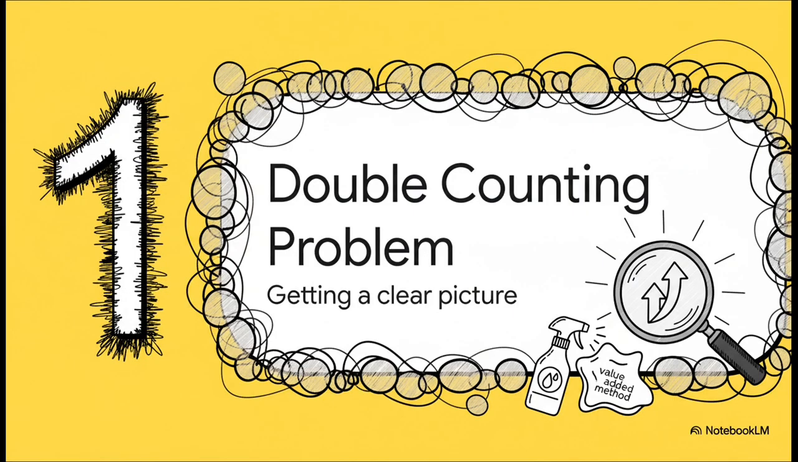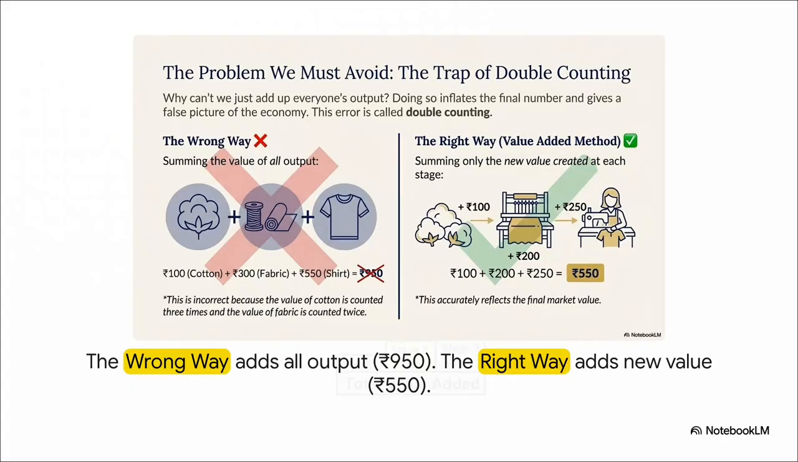Now, this fundamental mistake actually has a name, the double counting problem. But don't you worry, there is a way to wipe the lens clean and get a crystal clear picture of what's really happening. This slide just lays out the trap perfectly. Look over on the left. The wrong way. If we just add up everyone's output, the farmer's 100 rupees, the mill's 300, the manufacturer's 550, we get a bloated total of 950 rupees. Why? Because we counted that cotton's value 3 times.